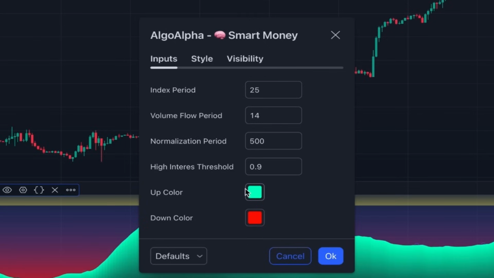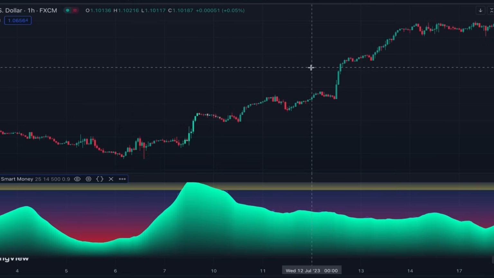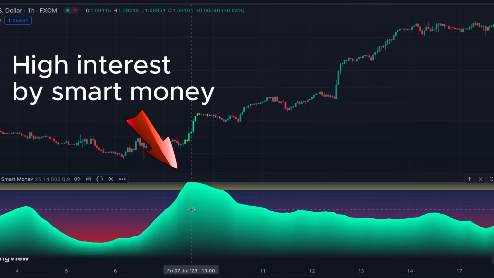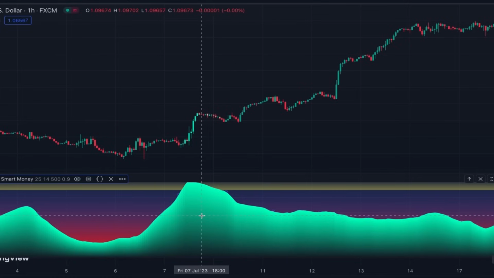For the strategy that I'm gonna explain, the default settings are fine, so I don't change anything here. Alright, so as I said, when the index, this green histogram, reaches this level, it shows high interest by smart money. So we expect that a considerable advance or decline is going to happen after this situation. But this is a general signal and not fine-tuned for a trade entry.